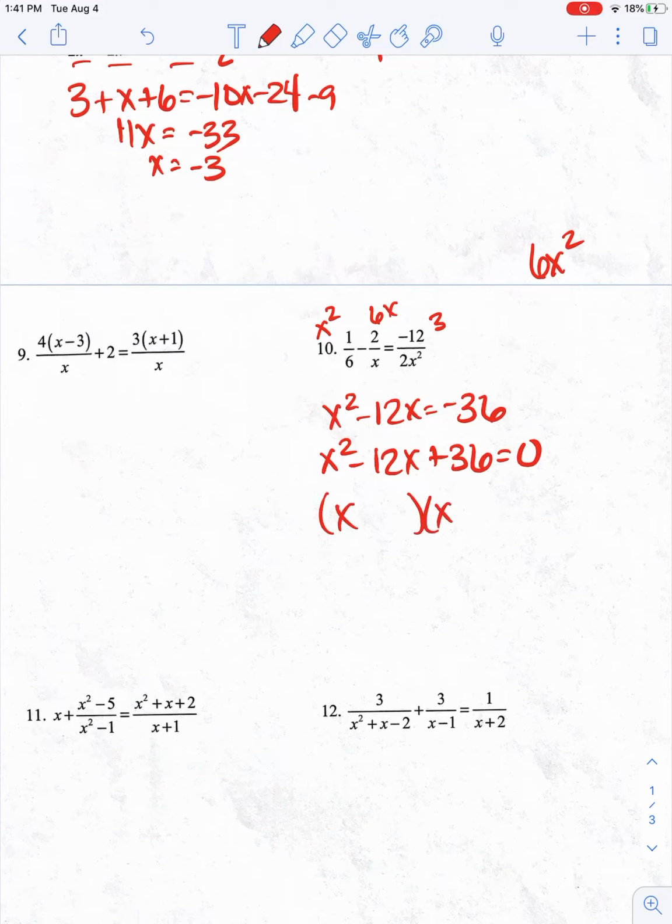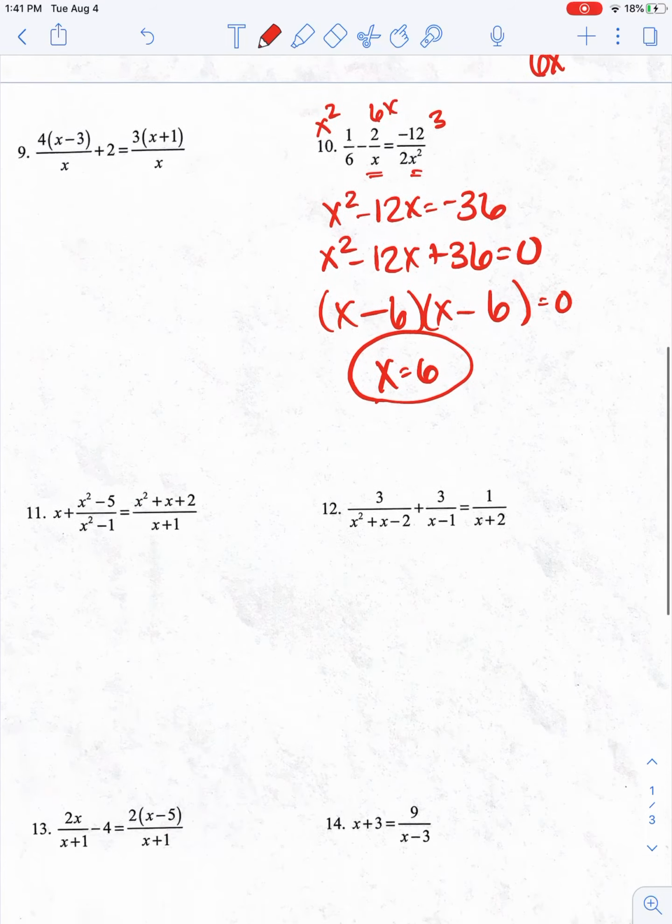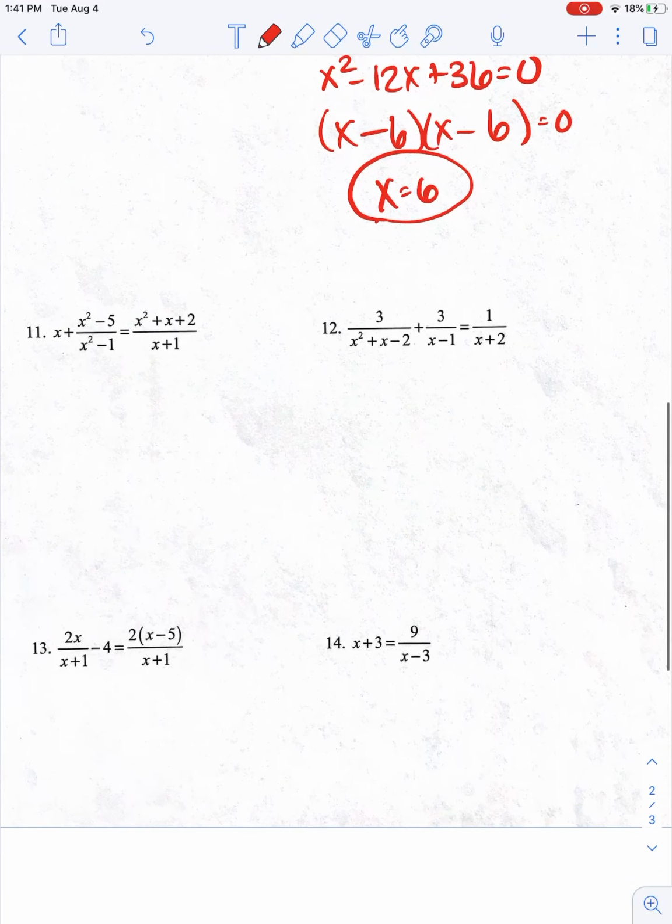And then, let's see. 6 and 6. So x equals 6, and I can keep it, I just can't be a 0. So let's see. This guy's a big one. And that one has a shark. So let's do 11 and 13 and 14.